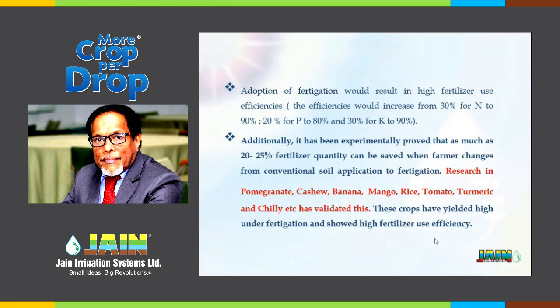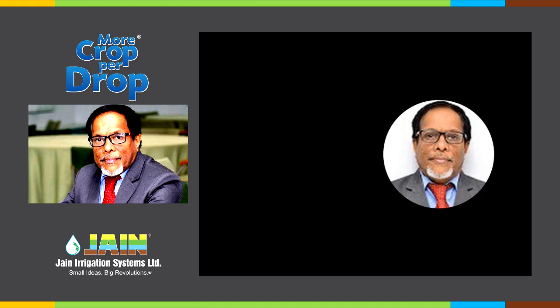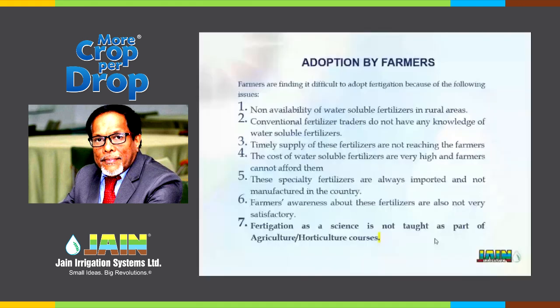Now, coming to the reality, from playing around with the science a bit. The reality: farmers are finding it difficult to adopt fertigation. And it's my own observation; somebody can question me on this. Number one factor is non-availability of water-soluble fertilizers in the rural areas where the farms are. Every farmer cannot go to Hyderabad city or Coimbatore city and buy them. Fertilizer supply has to penetrate into the rural areas, especially specialized fertilizers.